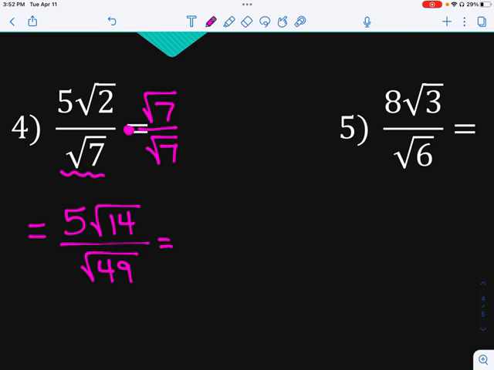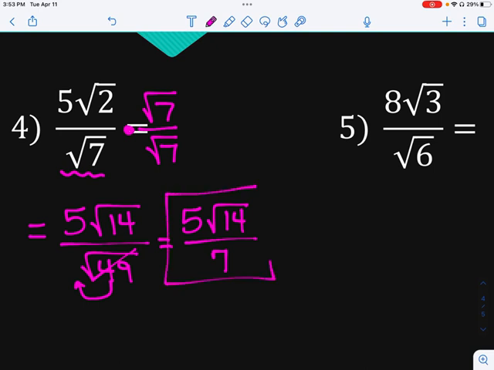My next step now is I'm going to try to simplify those. 14 does not have any perfect square factors. 49 does. The square root of 49 is a perfect square, so that's going to bring a 7 out. The last thing I check is I look at the 5 and the 7. I don't look at the 14 because the 14's inside. It's the radicand. So now the 5 and the 7 are both on the outside. So I look at those and I say, can I simplify anything between the 5 and the 7? And that would be no. So that would be my final simplified answer.